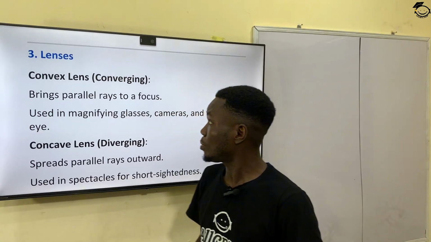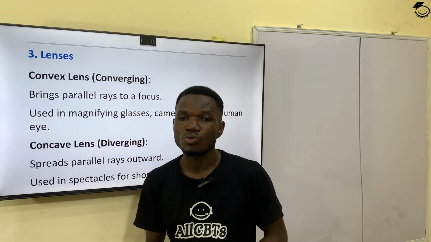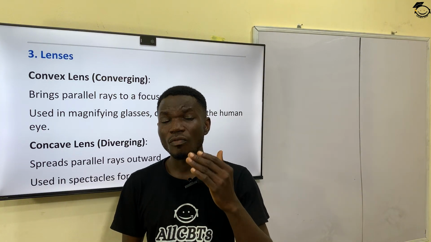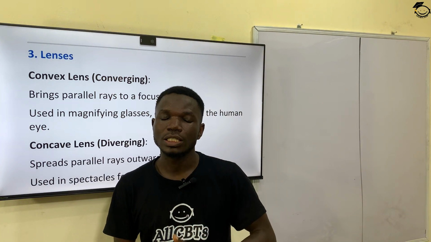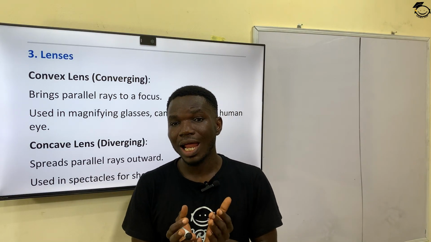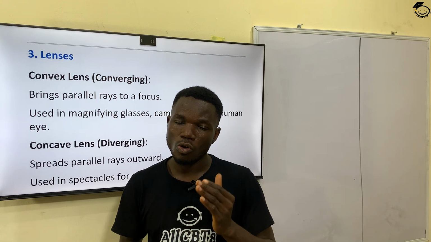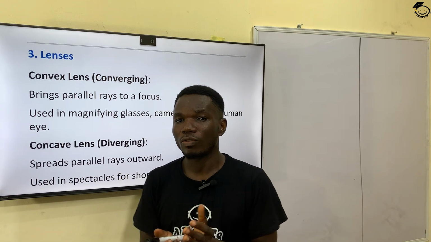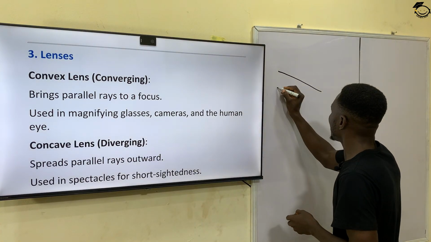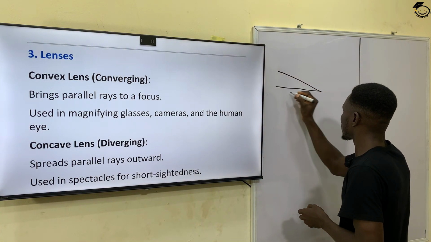So the next thing we're going to talk about is lenses. We have two types of lenses: the convex lens and the concave lens. The convex lens is a convergent lens. That means it is a lens that brings parallel rays of light to a focus point. That means it brings parallel rays of light to a point.